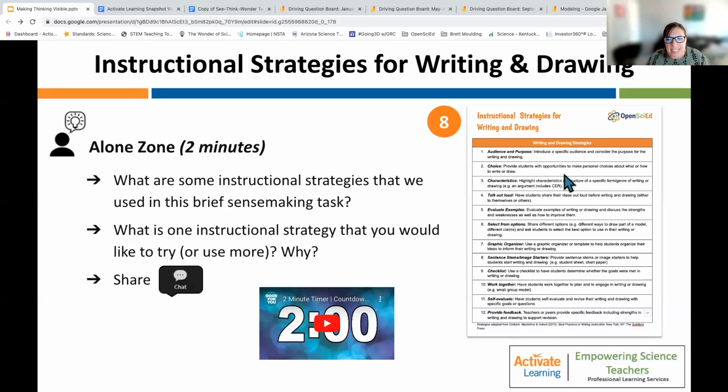Now, I will preface this. This is a two-pager. It's really only a one-pager. It just showed up twice in two pages. So it's just 12 of them. So I'll be quiet for 2 minutes. We're going to do thinking and then typing in the chat. What are some instructional strategies we used in this task? And then I do want to hear out of this list, what is something you're going to maybe try or use more? What did you see me use? And what do you want to use?